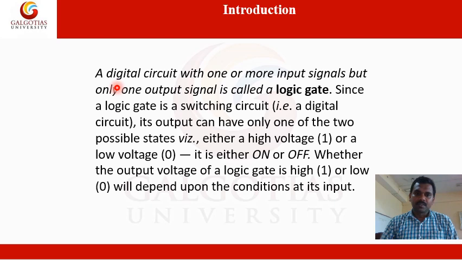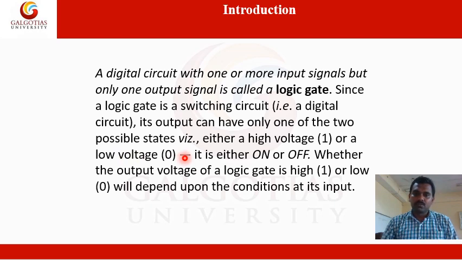Introduction. A digital circuit with one or more input signals but only one output signal is called a logic gate. So this is the basic definition of a logic gate. Since a logic gate is a switching circuit, it will have only one state at a time, either high or low. So if we consider the switch, then the on switch is considered as high voltage and the off switch is considered as low voltage.